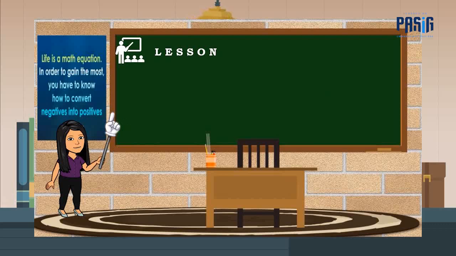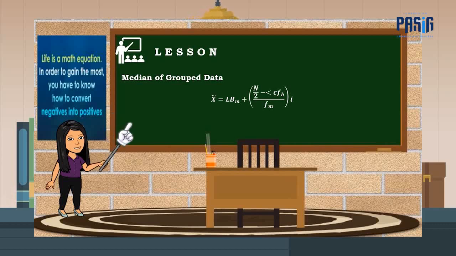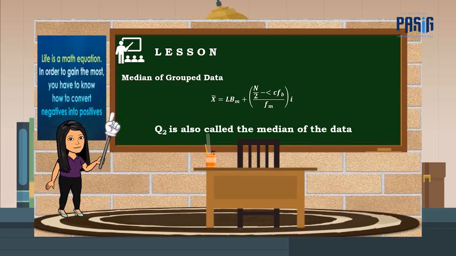On your Module 2 of this quarter, you have learned how to determine the median of a group data. We have the formula. Since Q sub 2 is also called the median of the data, to solve for the Q sub 1 and Q sub 3 of a group data, we do the same way as computing the median. We need to determine first the Q sub 1 and Q sub 3 class before computing for the value of Q sub 1 and Q sub 3.